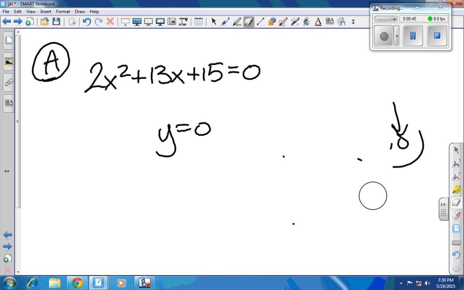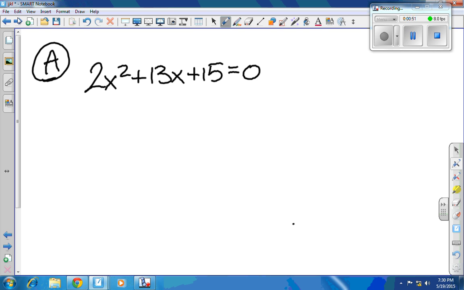Before you start writing out factors of the first term and that last term, you want to see if there's any common factor that you can pull out. You also want to make sure that a is positive. So first of all, a in this case is positive 2, so we don't have to worry about a being negative. And then 2, 13, and 15 have no factors in common. We can't factor out a common factor.